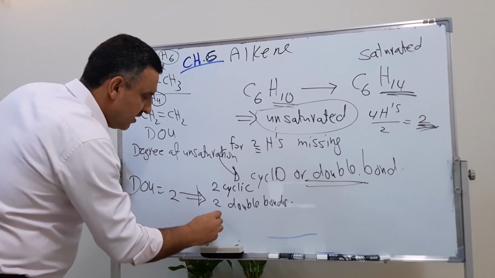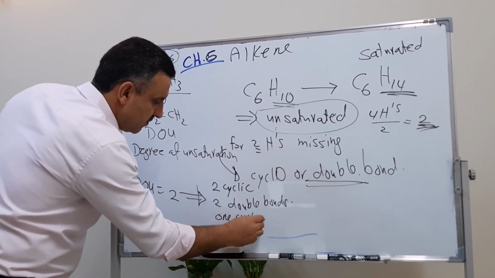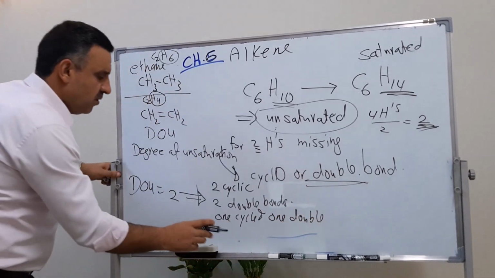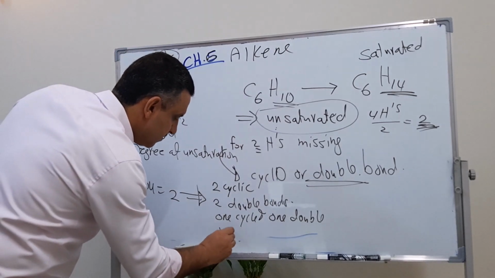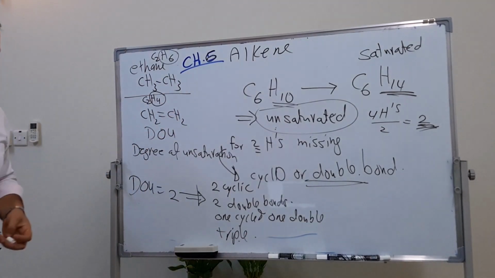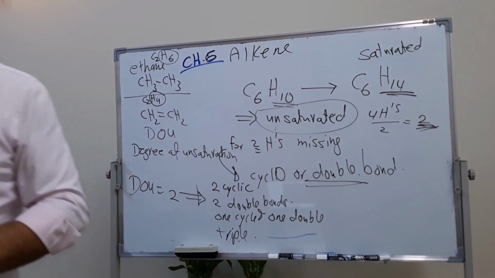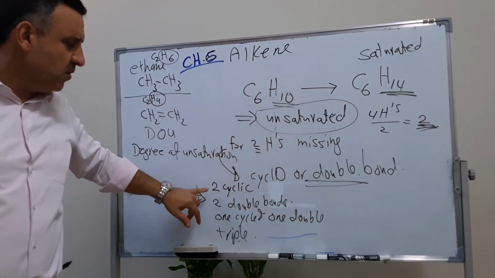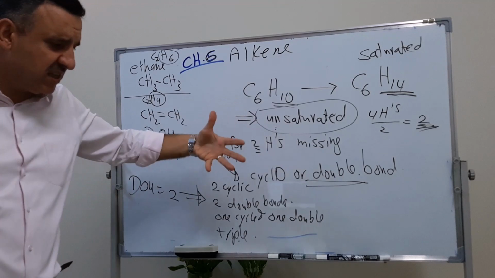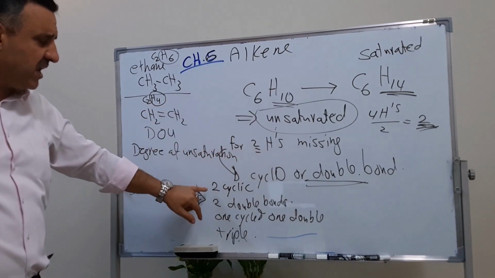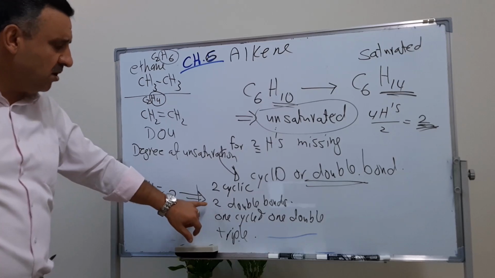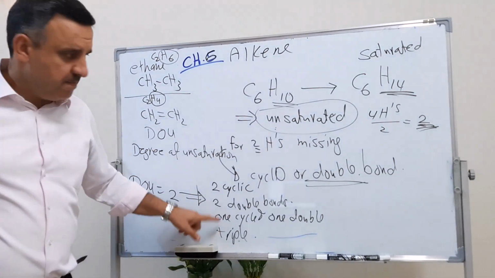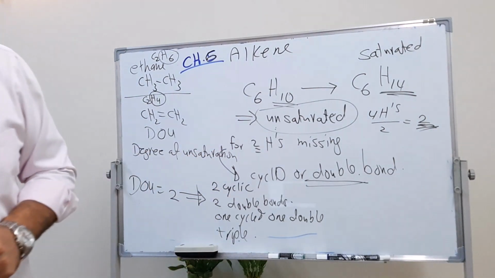or we may have 1 cycle and 1 double bond, or we may have a triple bond. So these are actually the 4 possibilities for this formula. So once we know this formula, C6H10, we may conclude that the structure of this compound must contain either 2 cyclic systems, or 2 double bonds, or 1 cycle and 1 double bond, or a triple bond, because that's actually the meaning of the unsaturation of this formula.